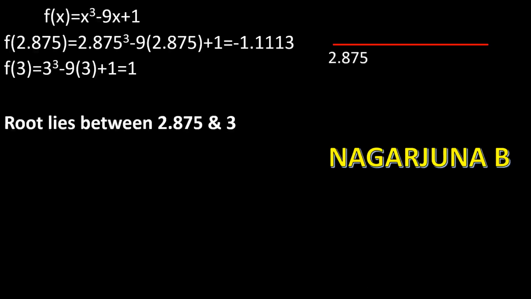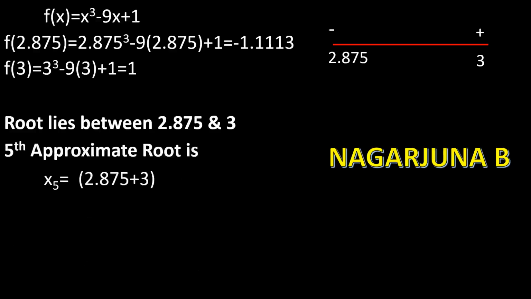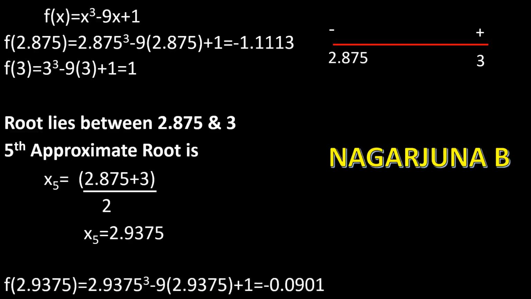Draw the line, at one end 2.875, for that we have a negative value. At the other end 3, f of 3 is a positive. Therefore the root lies between 2.875 and 3. Therefore the fifth approximate root x5 is equal to (2.875 plus 3) divided by 2, and this is equal to 2.9375. Now find f of 2.9375, and it is equal to minus 0.0901. That means it is again a negative.